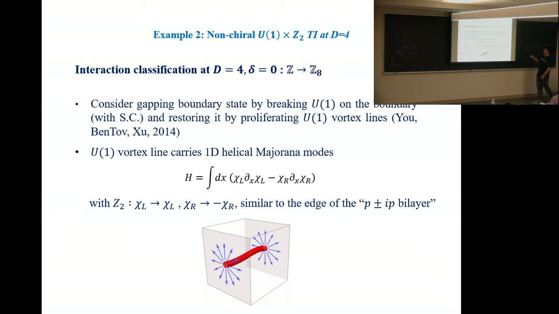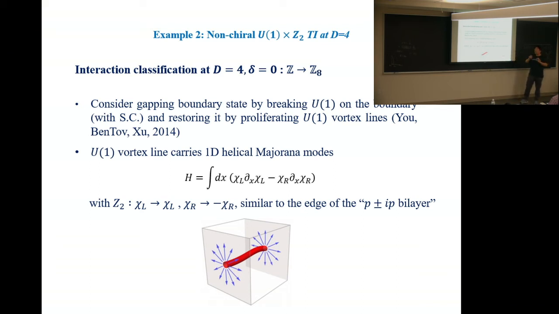For example, here we can spontaneously break the U1 symmetry and create a U1 superfluid phase, which will gap out the entire system. Then we create a U1 vortex line, and by solving the Schrodinger equation exactly, you can show that there is a chiral Majorana fermion flowing along the U1 vortex line.